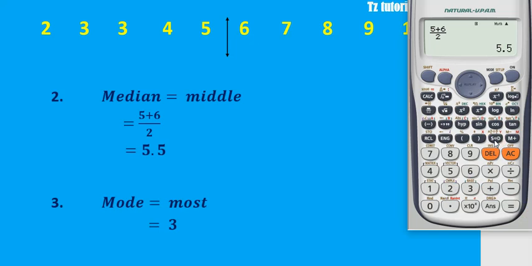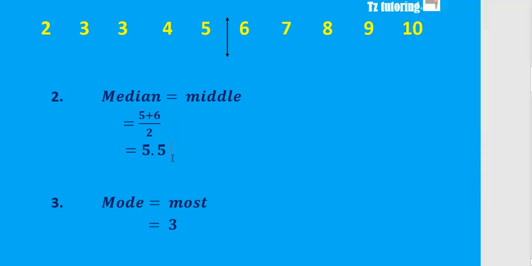If we convert the fraction using that button, to convert the fraction to a decimal, we get 5.5. Okay, so that's how you calculate the median, middle. All right, and the mode, the keyword for mode is most. So we're basically looking at the value that appears the most.